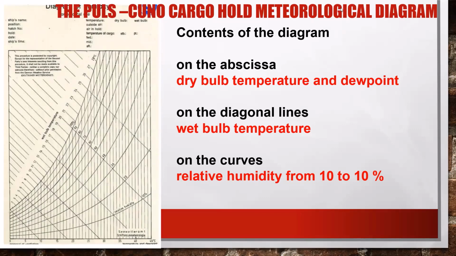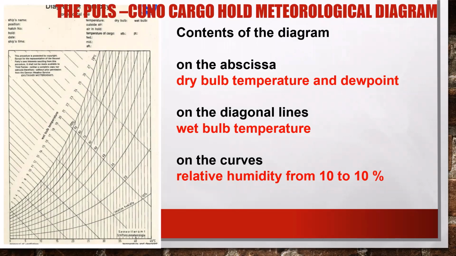Down on the abscissa we have the dry bulb and later also the dew point temperature. The curved lines are the relative humidity, from 10 to 10%. Then we have the diagonal lines, which are the wet bulb temperatures. So this is the content of this diagram. It was published in 1977 by Puls and Cuno, two German meteorologists.